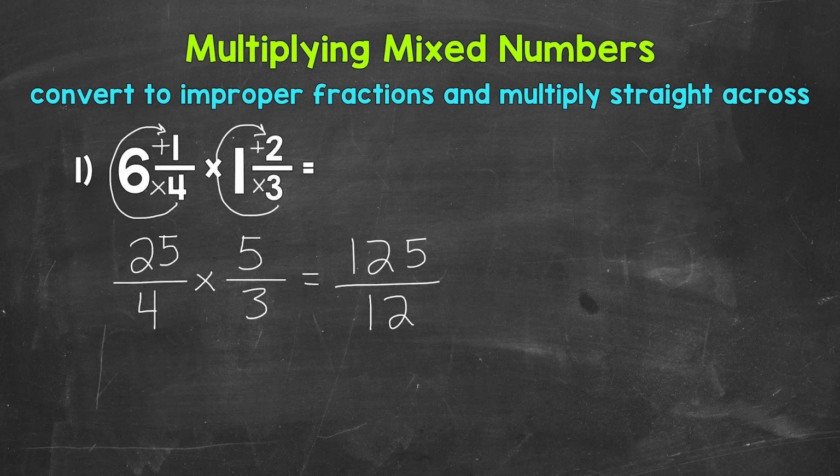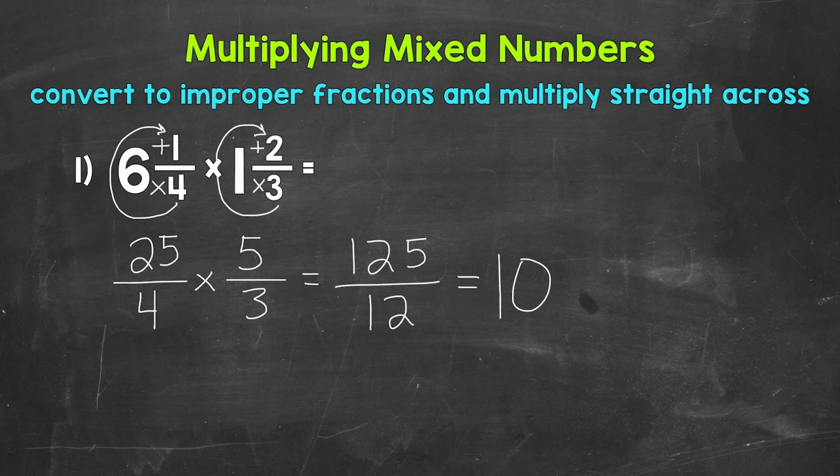So let's convert it to a mixed number. We do that by dividing the numerator, 125, by the denominator, 12. So 125 divided by 12. How many whole groups of 12 in 125? Well, 10. And that's the whole number of our mixed number. That gets us to 120. So we have a remainder of 5.